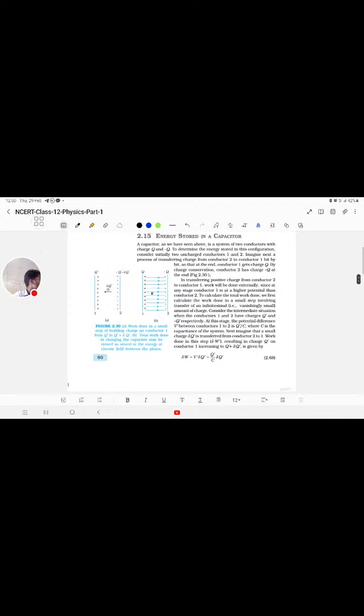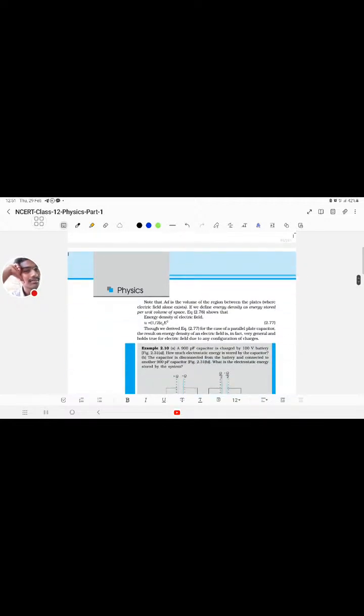Energy stored in a capacitor. So a capacitor, as we have seen above, is a system of two conductors with charge plus Q and minus Q. To determine the energy stored in the capacitor, okay, am I supposed to know the derivations as well? It's actually Q square by 2C or half CV square. Okay, fine, let's see the derivation as well.